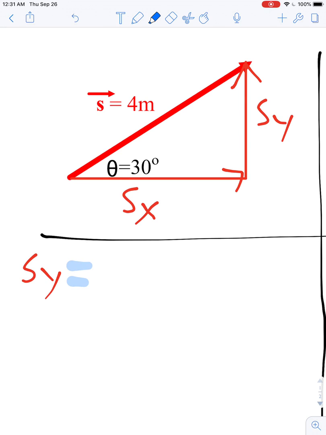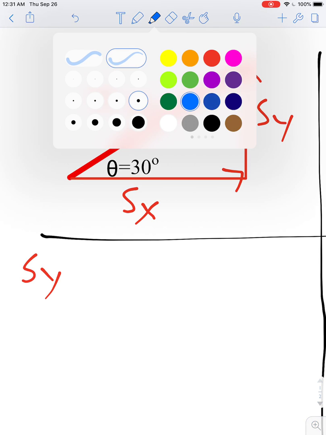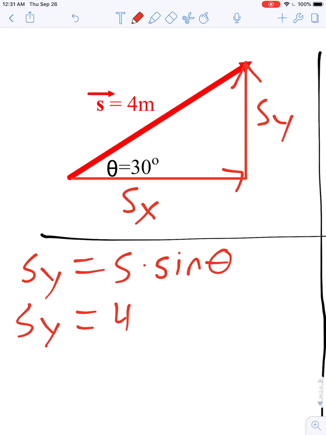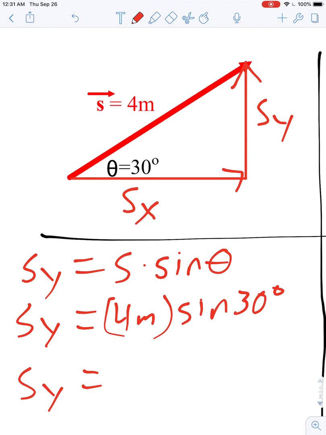So to solve for it, I just take, let me switch back to my red pen, I just take the magnitude of my vector S. There we go. And then multiply that by the sine of the direction theta. Okay, so Sy is equal to 4 meters times the sine of 30 degrees. And this winds up being 2 meters.